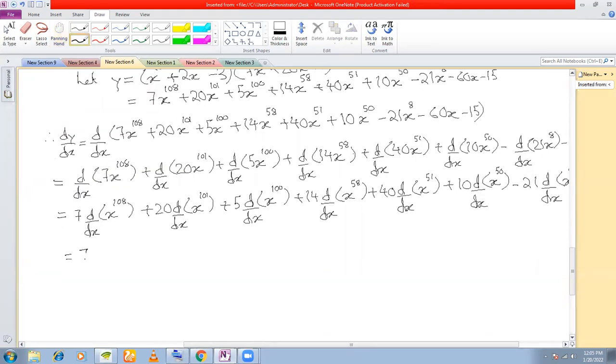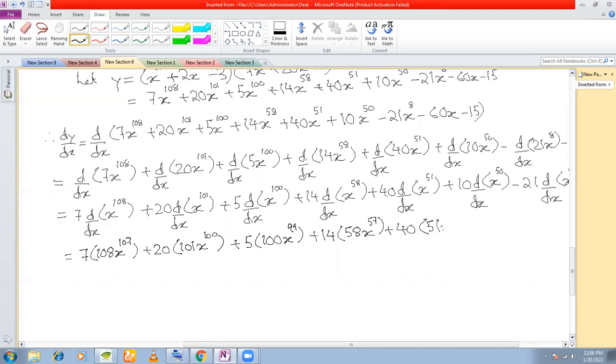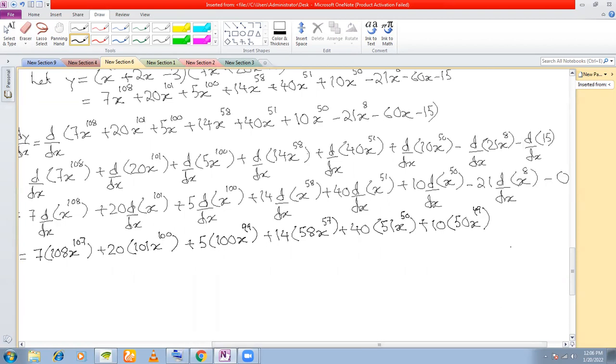And now you can write this as 7 d/dx of x^108 will be 108x^107, plus 20 x^101 will be 101x^100, plus 5 d/dx x^100 is 100x^99, plus 14, this is 58x^57, plus 40 into 51x^50, plus 10 into 50x^49, and finally you have minus 21 into 8x^7.